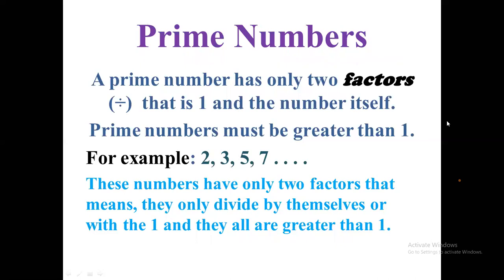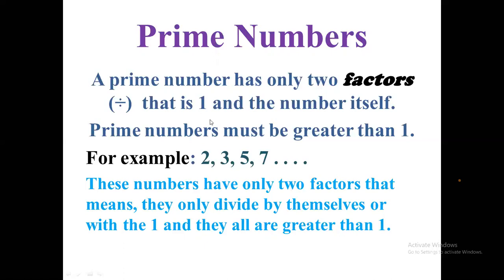Over here on your screen, the first one is prime numbers. What are these prime numbers? A prime number has only two factors, that is 1 and the number itself. I have highlighted the word factors over here and the division sign as well. If you recall the definition of factors from the previous lesson: when two numbers divide in such a way that there is no remainder at all, they are said to be the factors of that number.